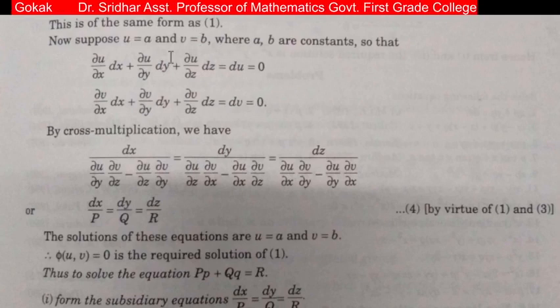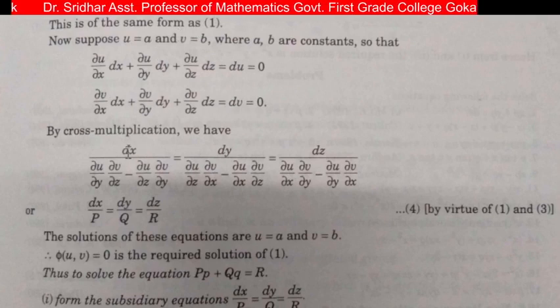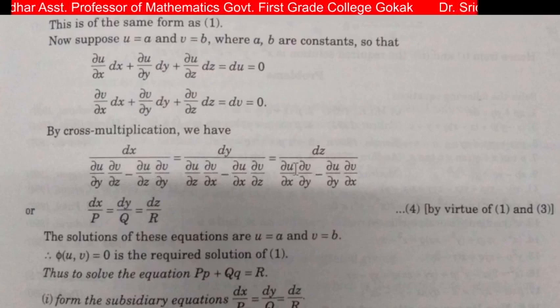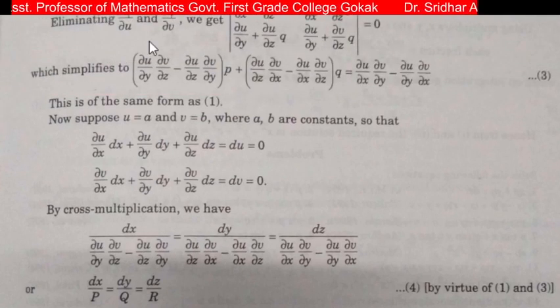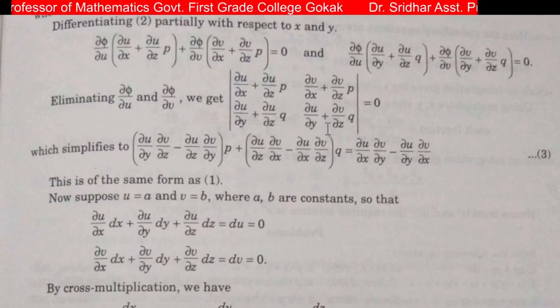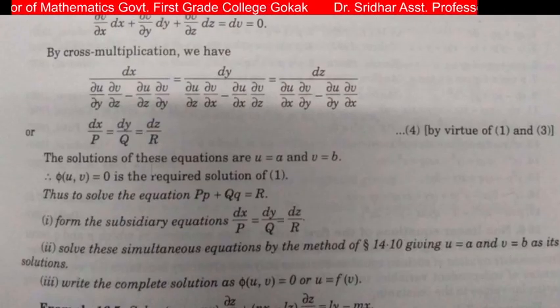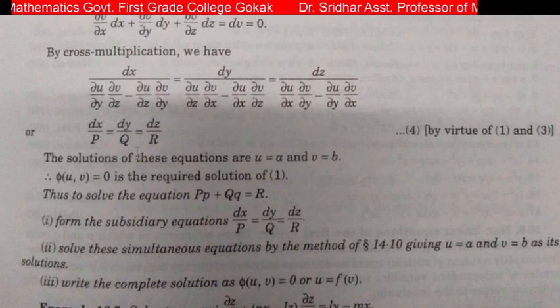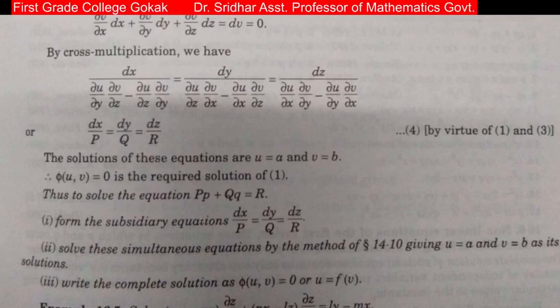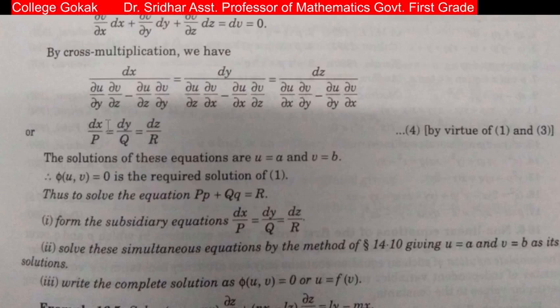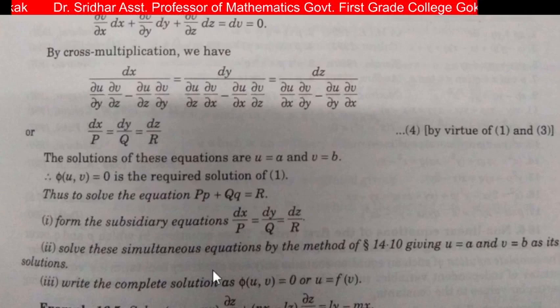Now apply the rule of cross multiplication, and then we get this term. Again this is nothing but P, this is Q, and this is R, which is obtained by comparing equation 1 with equation 3. Replacing that, dx/P = dy/Q = dz/R. This is the auxiliary equation of Lagrange's equation Pp + Qq = R. By solving this auxiliary equation, we obtain the solution of Lagrange's equation.